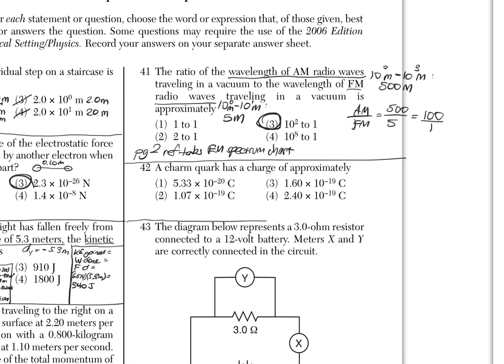42, charm quark charge has a charge of approximately what in coulombs? I'm going to look at page 3 of the ref tabs, and I'm going to find that my charm quark, not to be confused with C, the speed of light in vacuum, but my charm quark is plus 2/3 E. And I know from the first page of the reference table that one elementary charge is 1.6 times 10 to the negative 19 coulombs. And so 2/3 of that is 1.07 times 10 to the negative 19 coulombs, and that's going to come in at number 2.